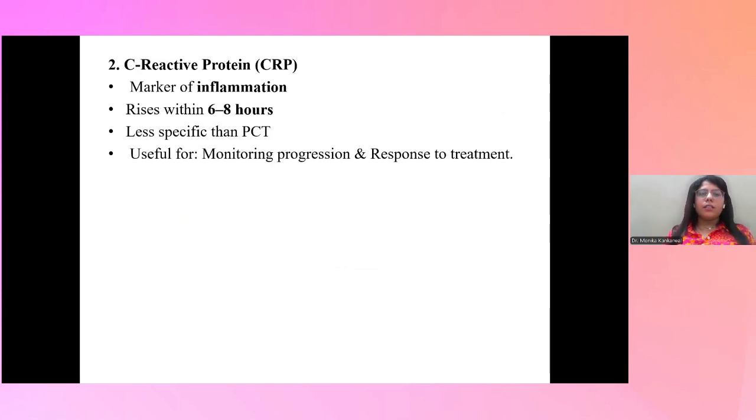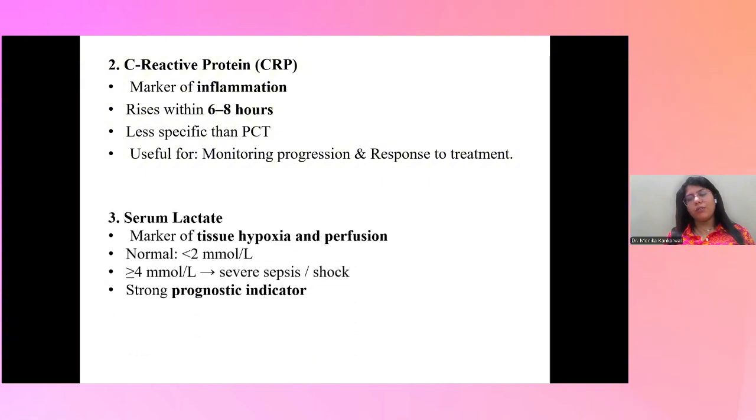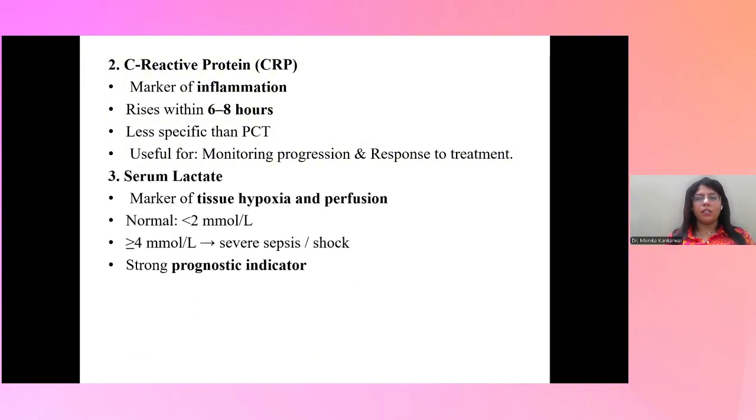Now, the second sepsis marker is C-reactive protein, also known as CRP. Again, it is a marker of inflammation and it rises within 6 to 8 hours. It is less specific than PCT, but it is still a vital parameter to understand sepsis and inflammation in the patient. It is useful for monitoring the progression and response to treatment. So we have to monitor the trends of this marker whenever we are looking at sepsis markers and treating sepsis in the ICU setting.